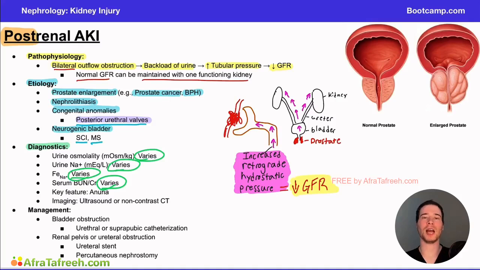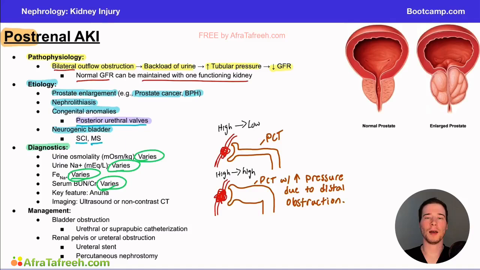And that is to say, there's not really a classic presentation in post-renal AKI. The amount can actually vary. The labs can actually vary. And so we have to rely a little bit more heavily on our clinical clues. What's the patient's history? What does their imaging show? To really differentiate this type from the other types of AKI. Now, the reason for these varying labs is that it can actually change over time.